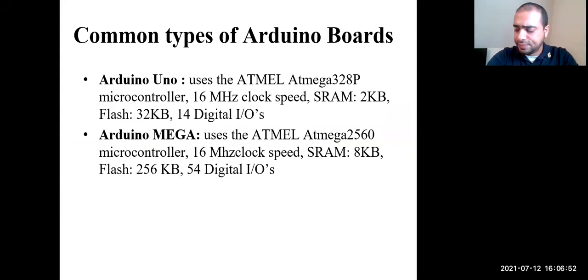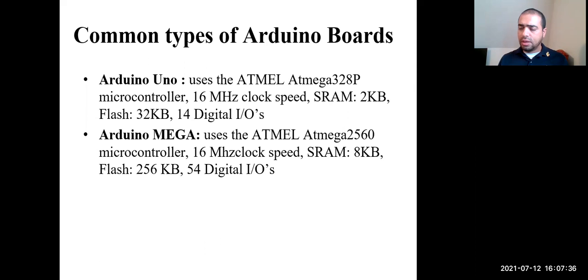Common types of Arduino boards. So now the Arduino board itself. The CoDrone contains an Arduino, one of the Arduino boards. And the Arduino board, there's different types. There's, for example, the Arduino Uno. For instance, the Arduino Uno uses the Atmel Atmega 328P microcontroller. So the board itself contains an Atmel microcontroller.